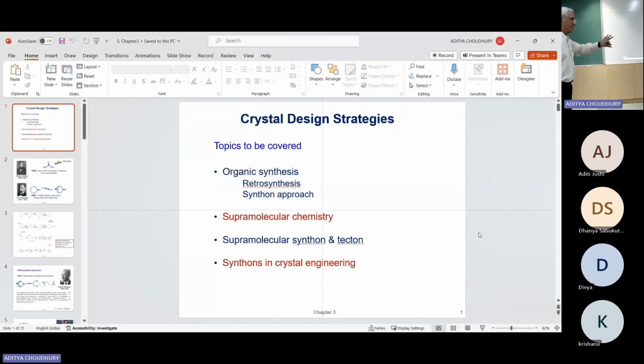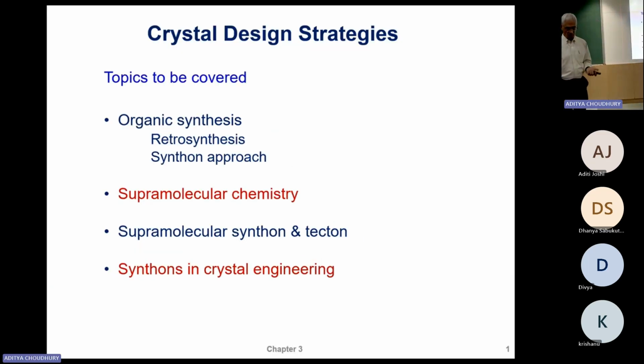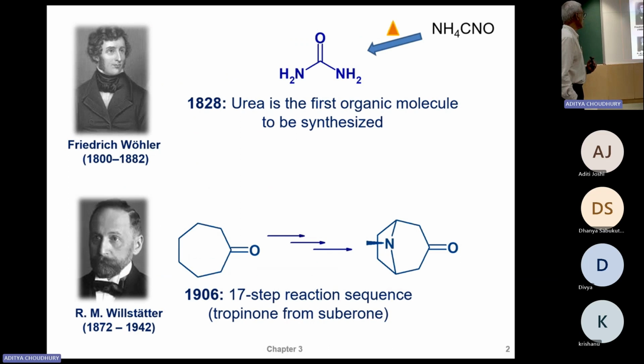So now we have various kinds of interactions. Now we are going to use them, especially hydrogen bonded interactions, to design different types of topologies. Whether it is possible to design, that's another thing. This is an attempt anyway. Crystal design strategies are the things that I will be covering under this topic. Now I want to talk about organic. I'm not an organic chemist. Anyway.